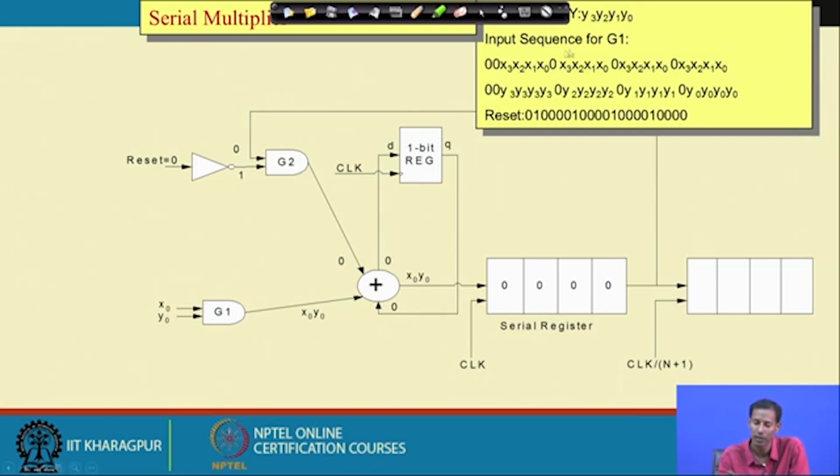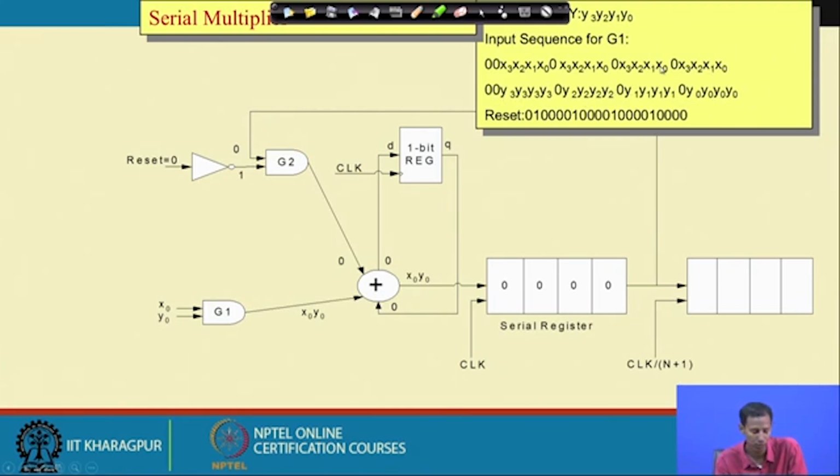Here you see the input sequence of this G1 will be something like this. This is x and y. The sequence for x will be first x0, x1, x2, x3, something like this. For y, the sequence will be like this: y0, then 0, then y1, then 0, then y2, then 0, then y3, then 0 0.